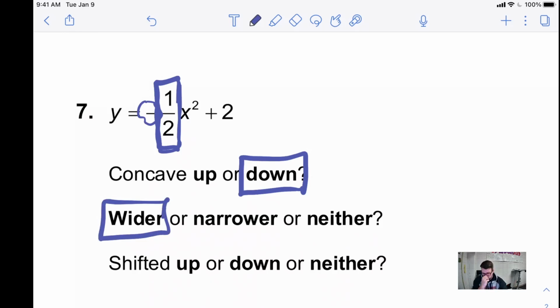Wonderful. Now let's talk about our vertical shift. So coming over here, we do see that we are adding 2 at the very end. Whenever we add, we move our graph up.